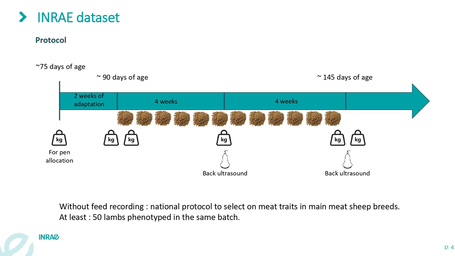What we do for this protocol, and it is the national requirement, we must phenotype at least 50 lambs in the same series of control. And you will see that even for residual feed intake, you need enough individuals to have a good regression to calculate the residual feed intake.